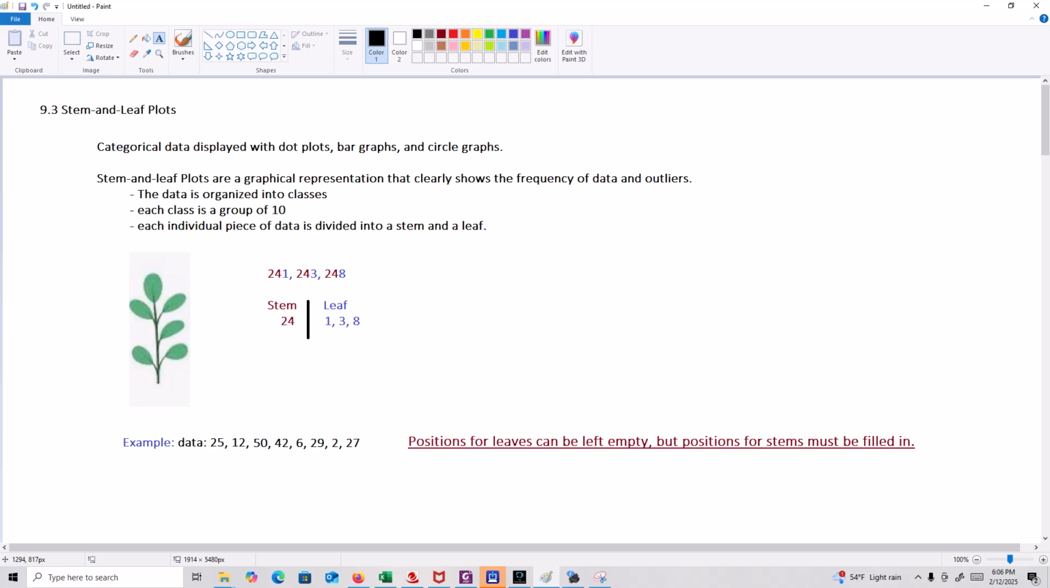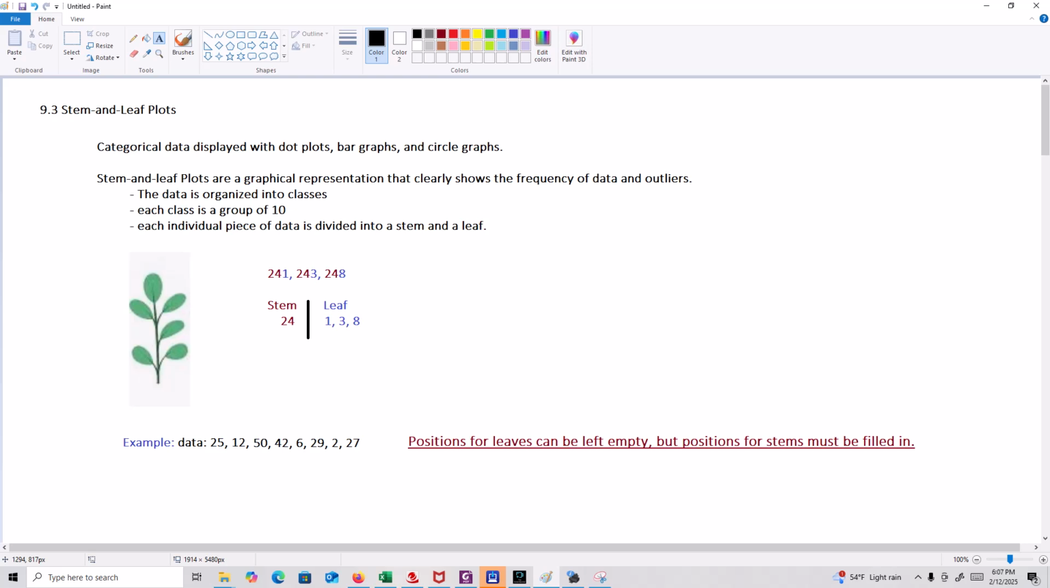Hi, today we're talking about section 9.3, stem and leaf plots. In a past lesson, I think it was 9.1, we talked about dot plots, bar graphs, and circle graphs, and how they are great for displaying categorical data. Stem and leaf plots are a graphical representation of data in its frequency and any outliers that may exist.